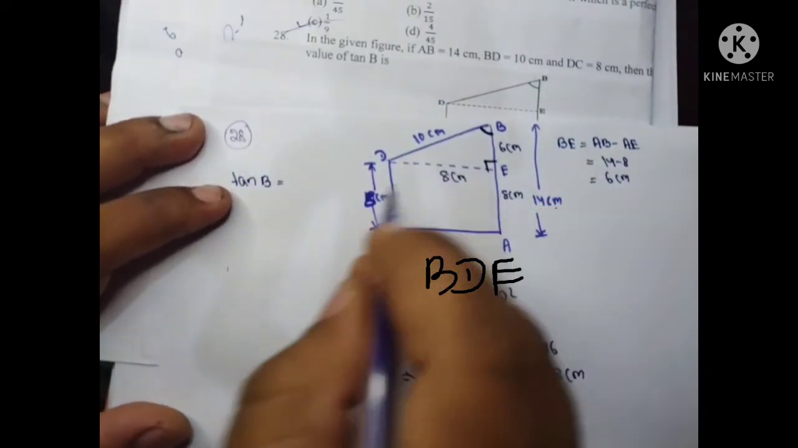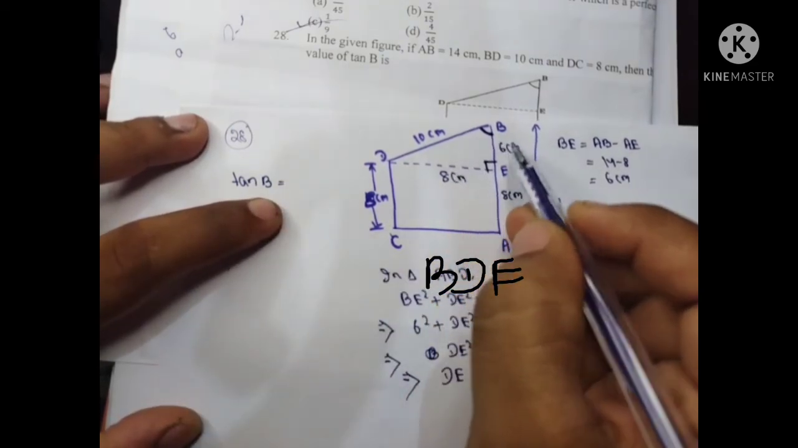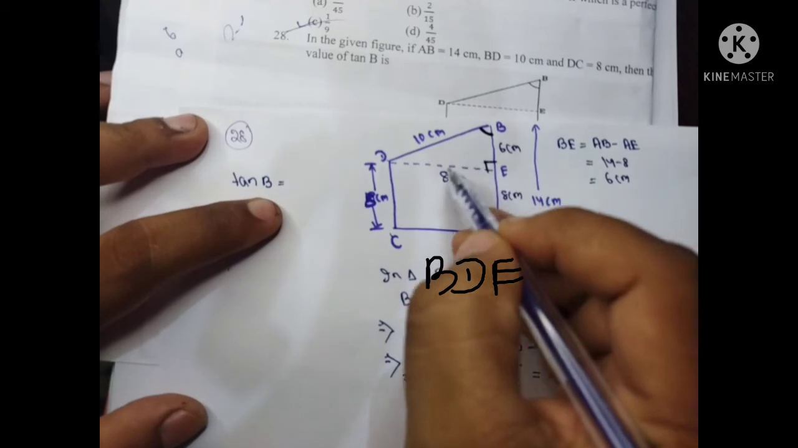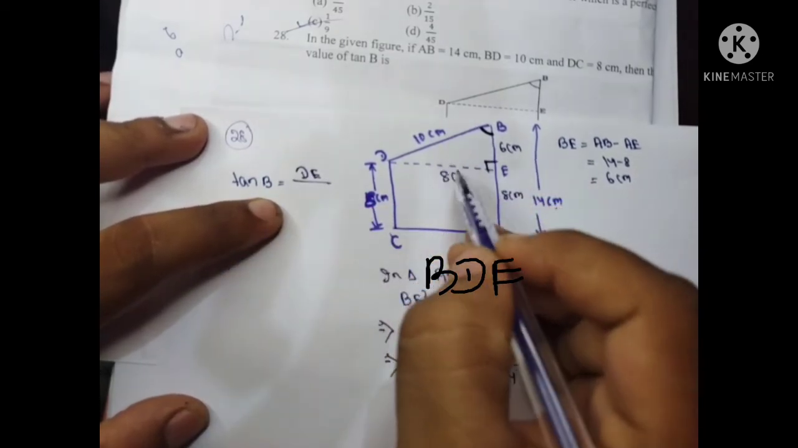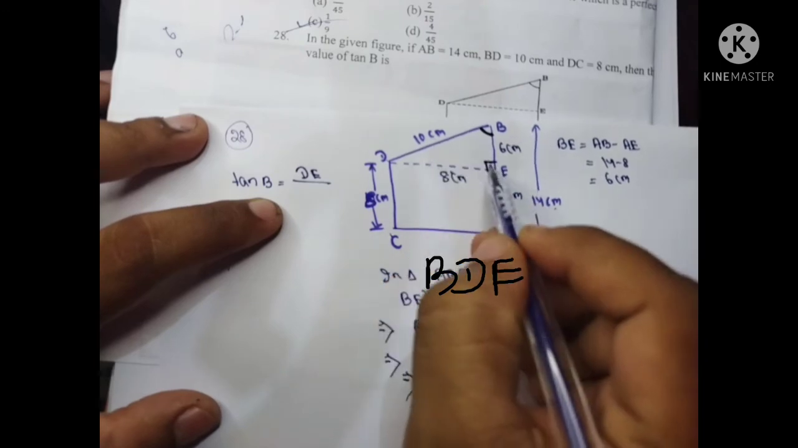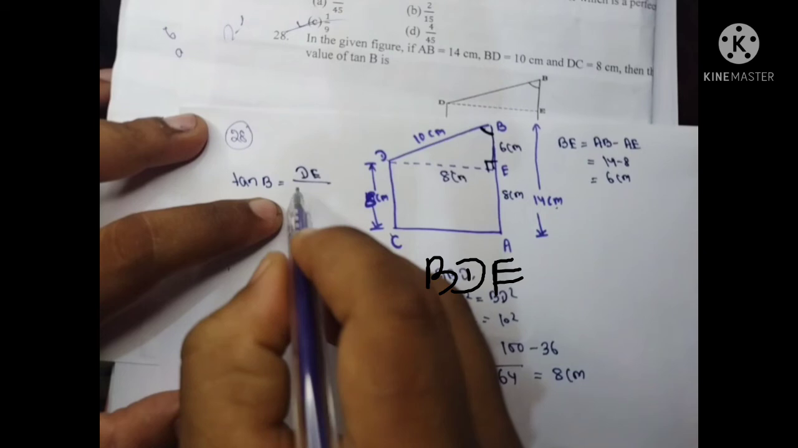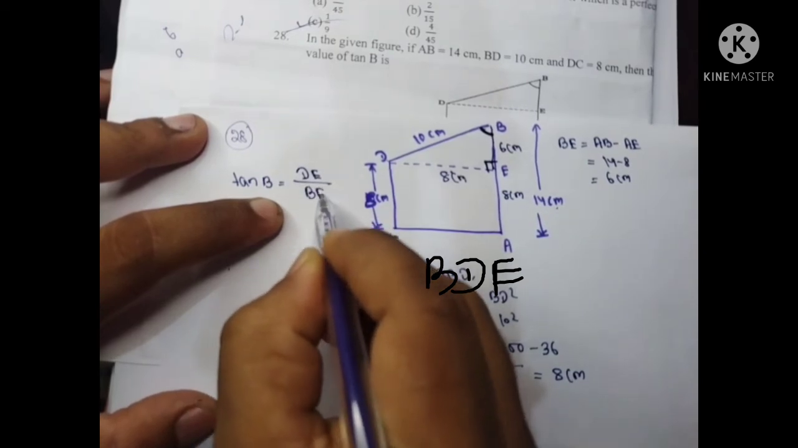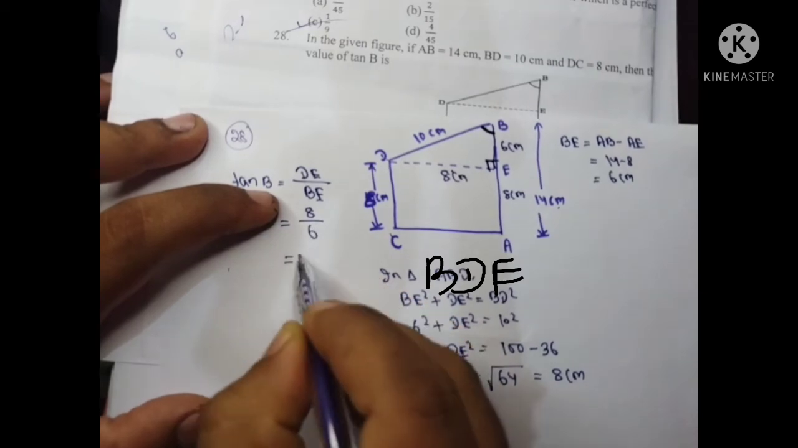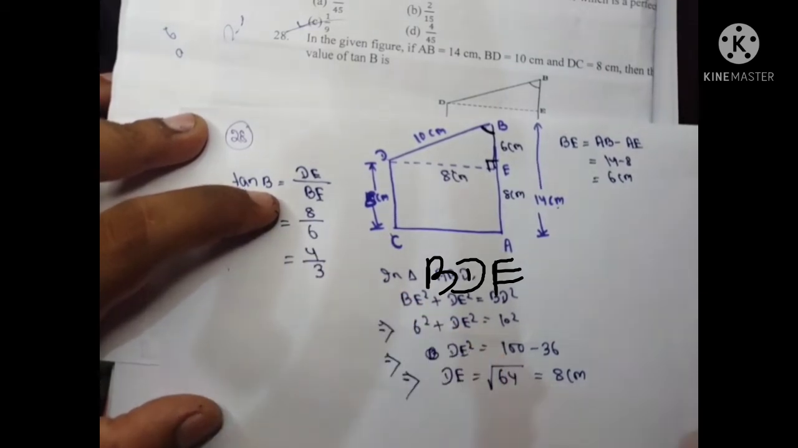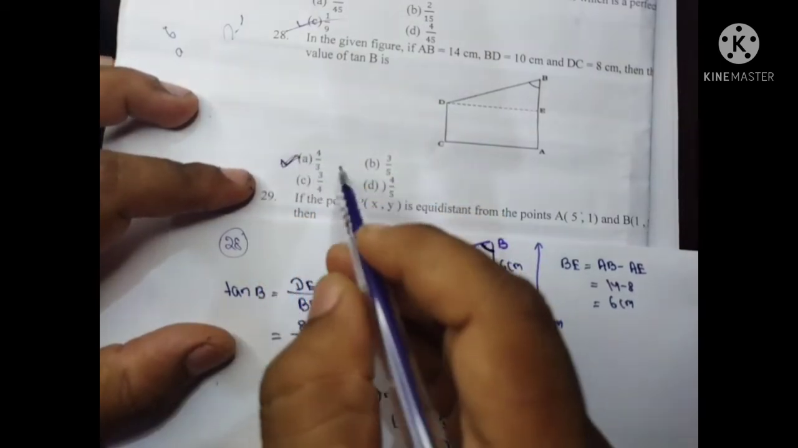Now come here, tan beta. We know that tan beta is perpendicular by base. This is angle B, so its front side is the perpendicular. This is DE by base. This is the side opposite to the right angle, that means it is the hypotenuse. So the base is BE. So tan beta is equal to 8 by 6, which is equal to 4 by 3. That means option A is the right answer, 4 by 3.